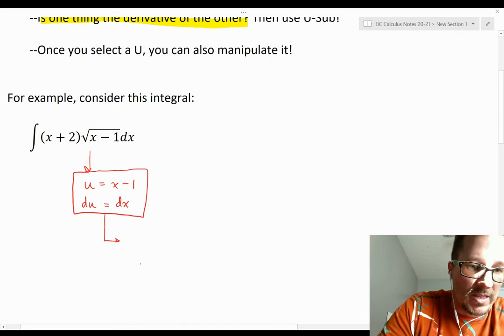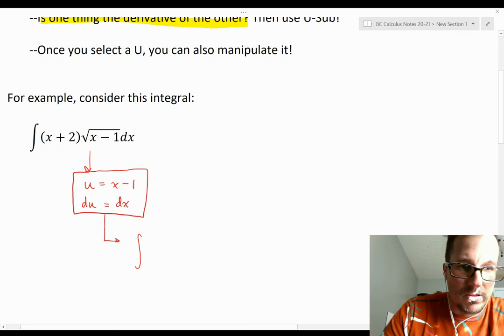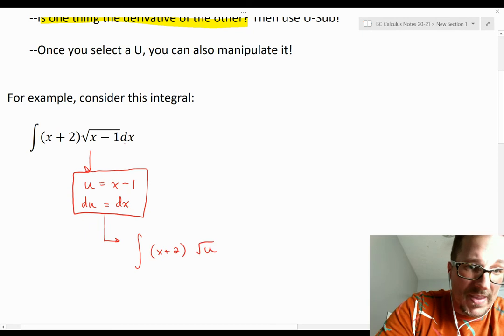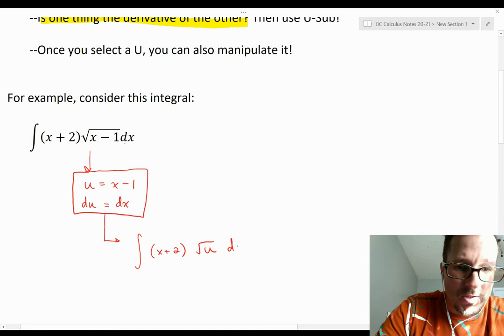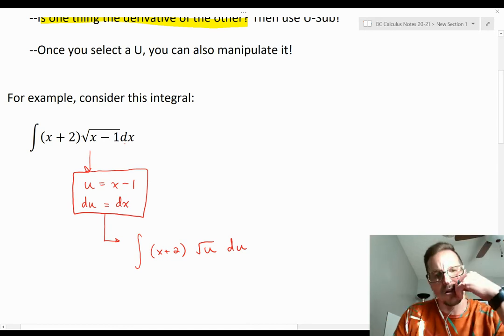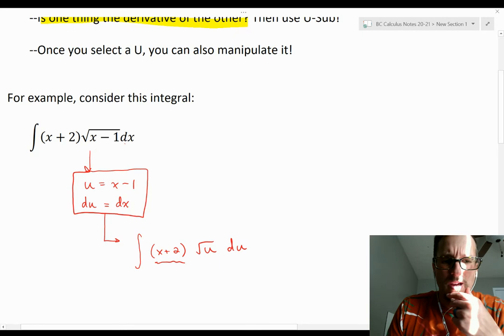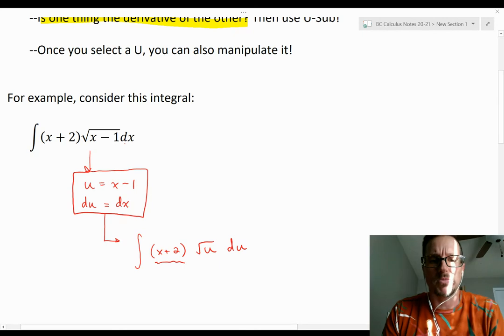So here we go. We've got the integral of, let's see, x plus 2 doesn't get changed, but we get the square root of U, and then dx just swaps over to du. So here's a little bit of a conundrum. What do I do with the x plus 2 in order to swap it over in terms of U?